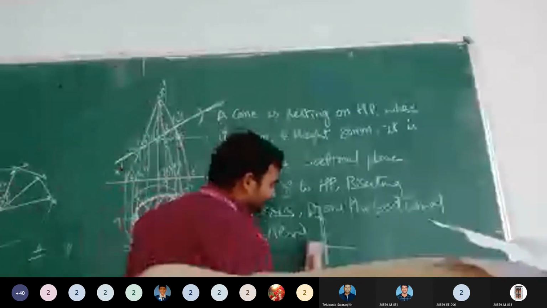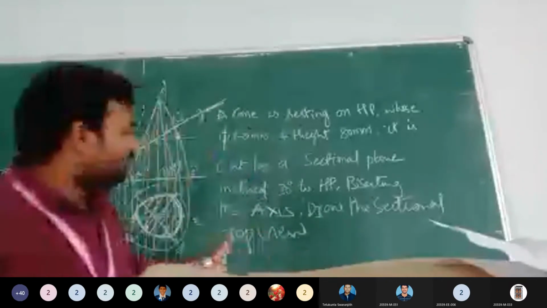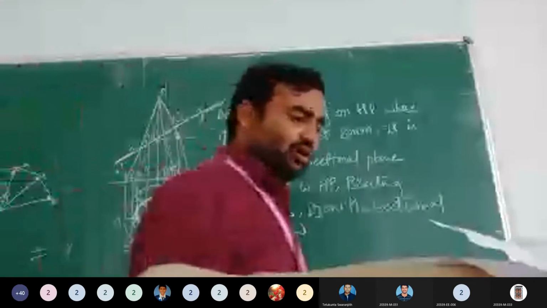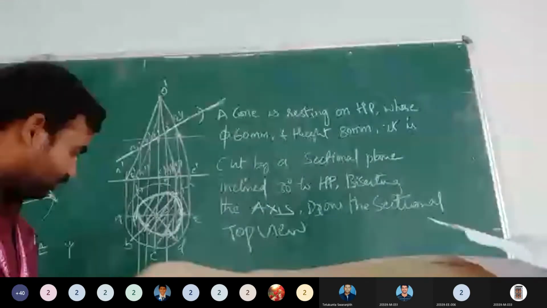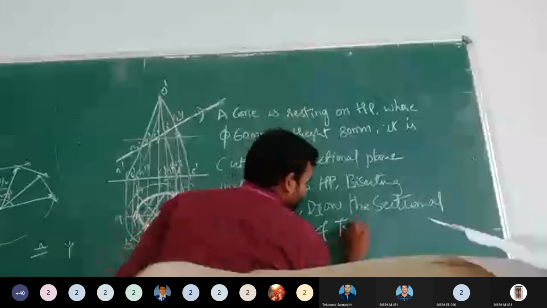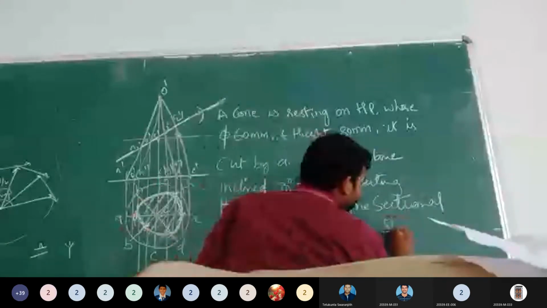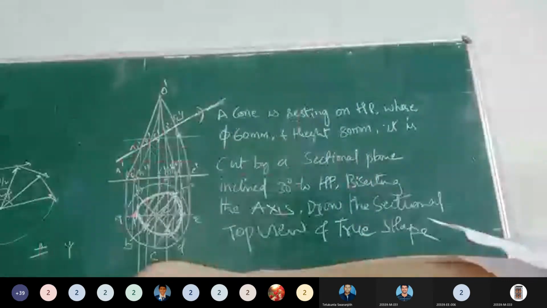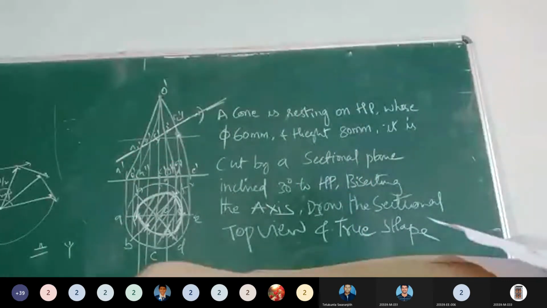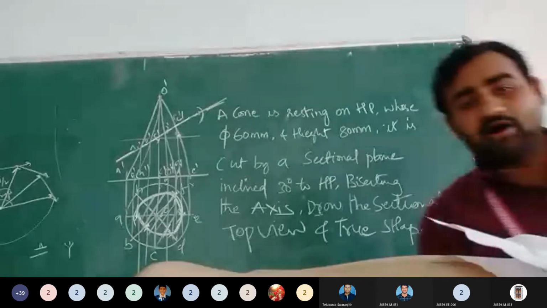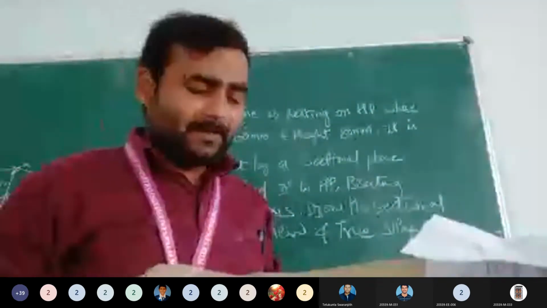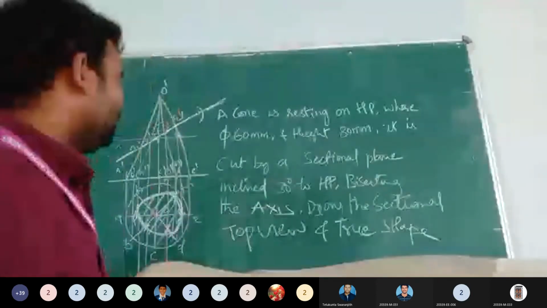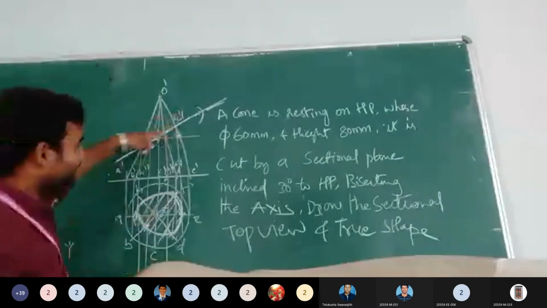And after that, in this also you will mention: draw the sectional top view and true shape. If you have mentioned the true shape, what is true shape? Just now I have told you. Yes or no? Auxiliary view. Auxiliary view is the view where we can get the true shape. Right? So true shape means this is your inclined line.